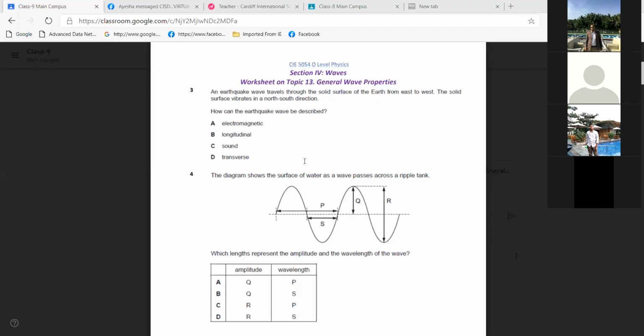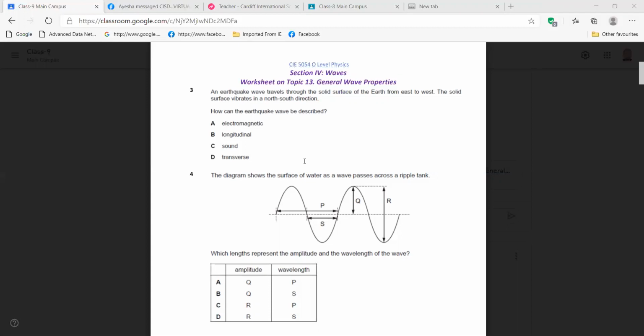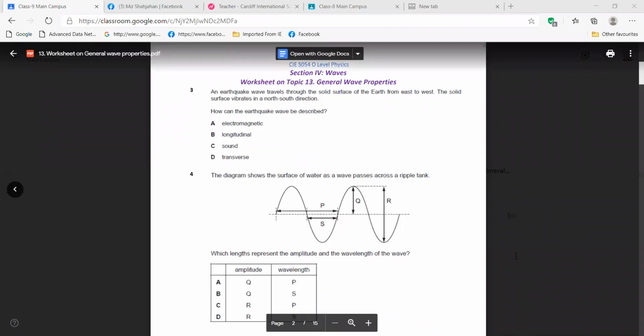Longitudinal means the particles with the spring. I gave you the example, right? So if the particles' vibration is forward and backward, or parallel with the energy transfer direction, then it is called longitudinal wave. And if the particles' vibration is up and down, or perpendicular with the energy transfer direction, then it is transverse wave.